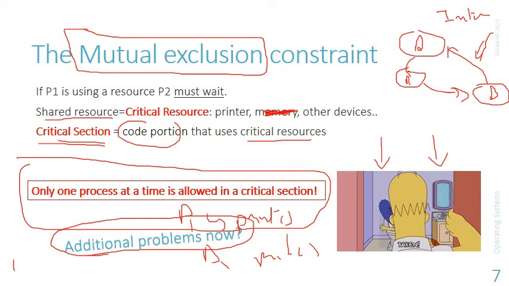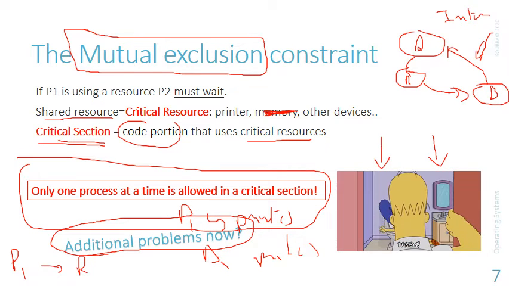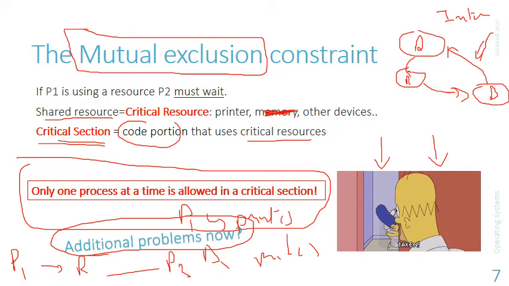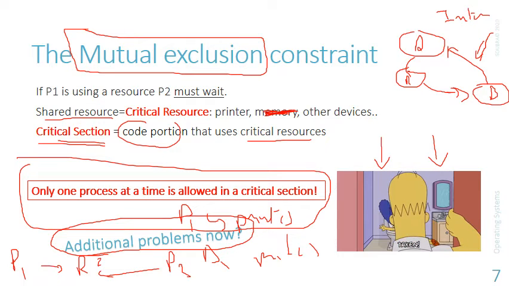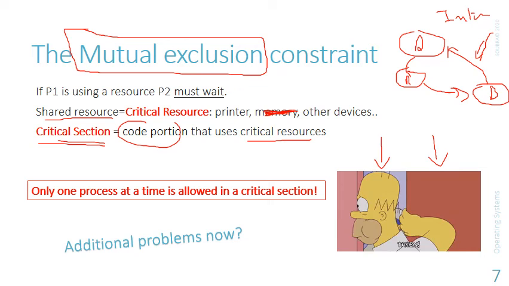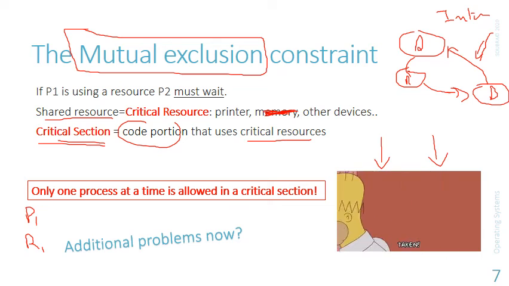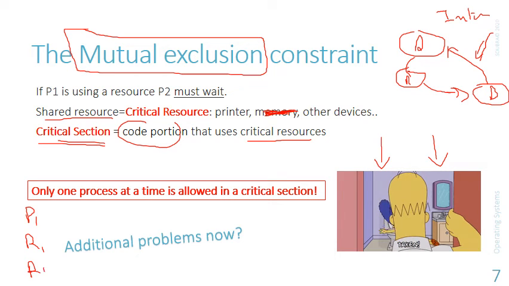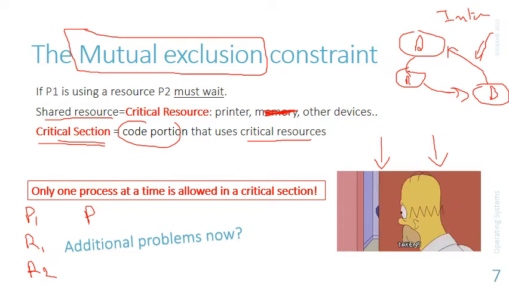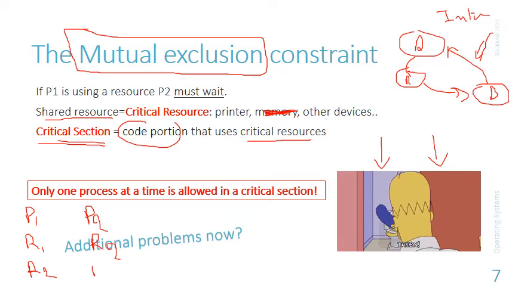So what kind of problem? So P1 is trying to use the resource, and P2 wants to use the resource. What would happen here? Or even better, let's start with a different scenario here. Let's imagine that P1 wants to use resource 1, which is the printer, and it wants to use the scanner, which is resource 2. And P2 wants to use the scanner, so resource 2, and it also wants to use the printer.